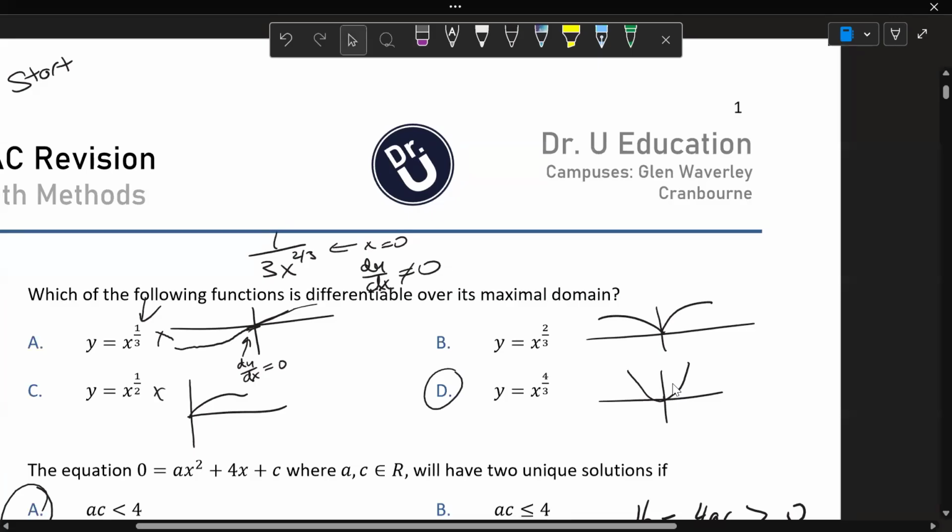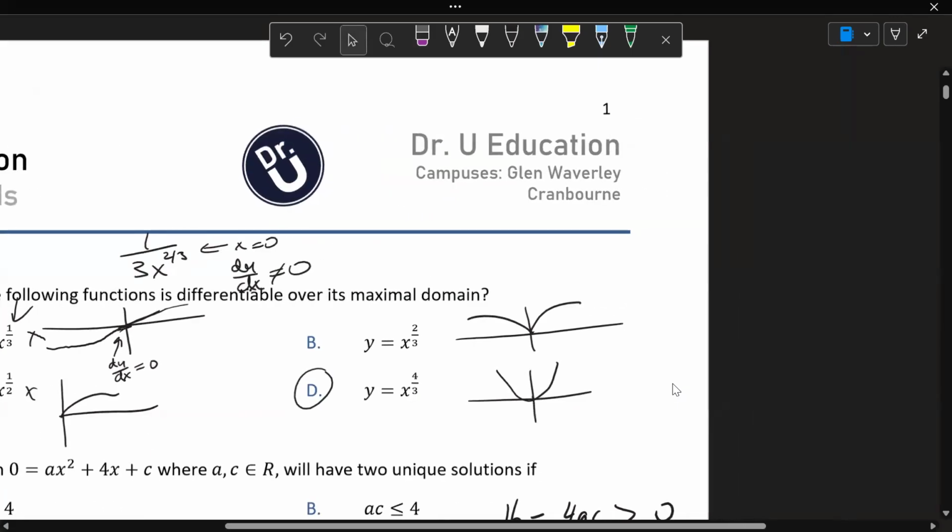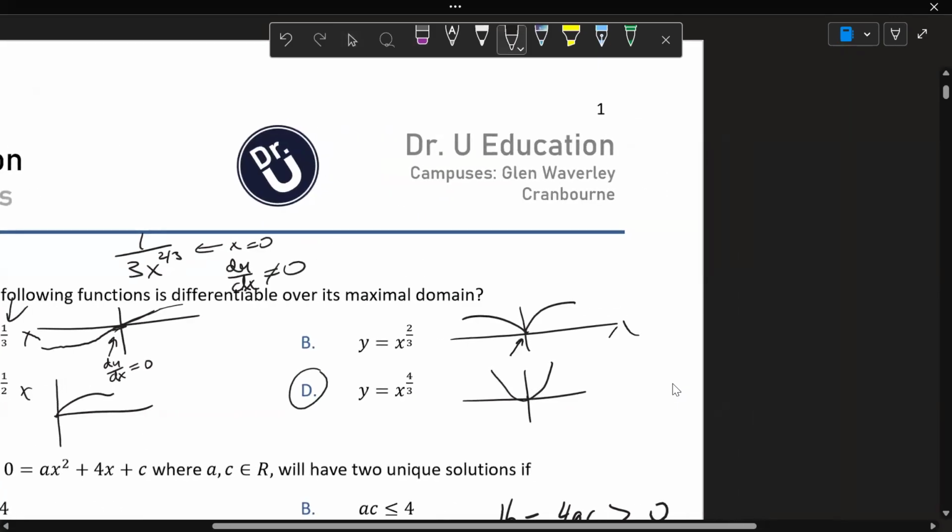And then C is rejected because of endpoints, and B is rejected because it's very sharp here, and that's not a differentiable point. But D is kind of parabolic, so it works. And you can also see that dy/dx is equal to 4x to the power 1/3 over 3. And when you substitute x equals 0 in, dy/dx equals 0, and that makes sense.